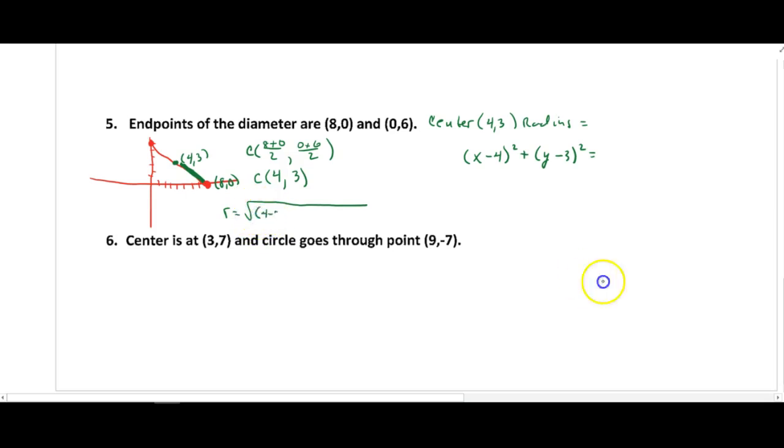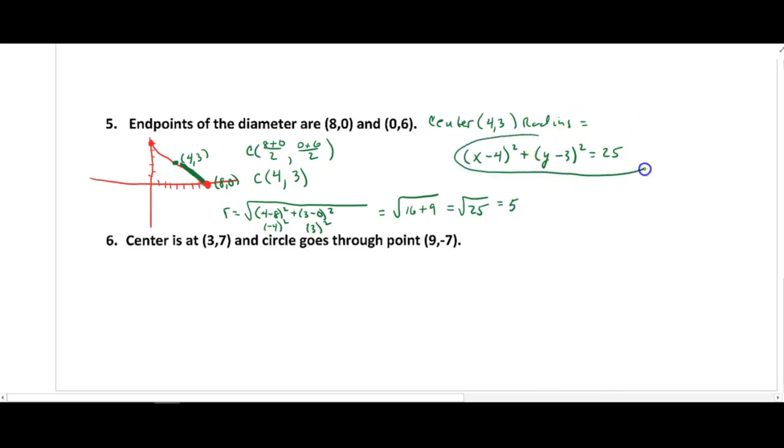So (4 minus 8) all squared plus (3 minus 0) all squared is going to give me negative 4 squared. It's going to give me 3 squared. So it's going to be the square root of 16 plus 9, which gives me the square root of 25. So if the radius is equal to 5 units, the radius squared is 25. And right away here, this would be the equation of my circle.